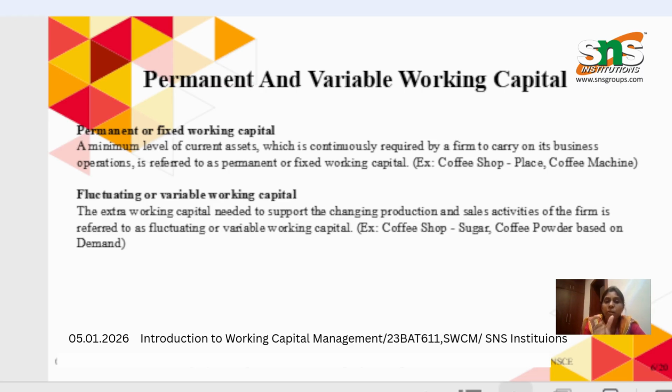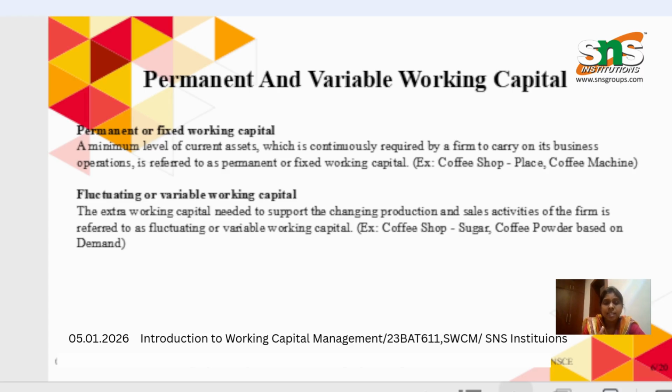For example, a coffee shop. In that coffee shop, the place and the coffee machine will be the permanent working capital. In the case of a coffee shop, we require a minimum level of current assets, which is continuously required by the firm. So in the case of a coffee shop, we need the place as well as the coffee machine. That is the example, so here you can understand what we mean by permanent working capital.